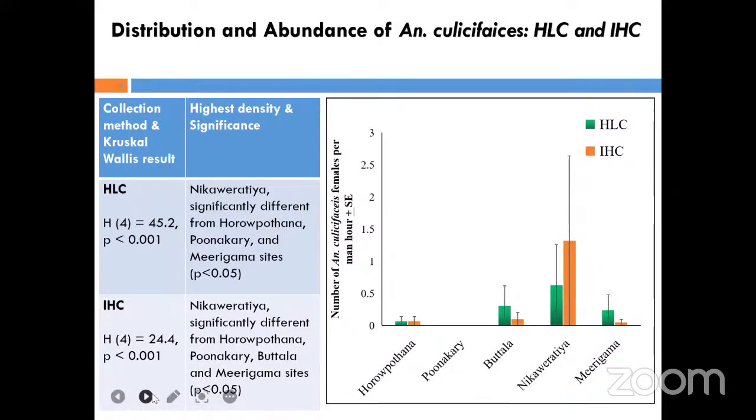And Dunn's post-hoc test showed that the density from human landing catch in Nikawaretiya was significantly different from the densities of Horopathana, Punakari and Mirigama sites. And for indoor hand collection, its statistic was 24.4 with a p-value below 0.001. And again, Dunn's post-hoc test showed that the indoor hand collection density of Nikawaretiya was significantly different from the other 4 sites.